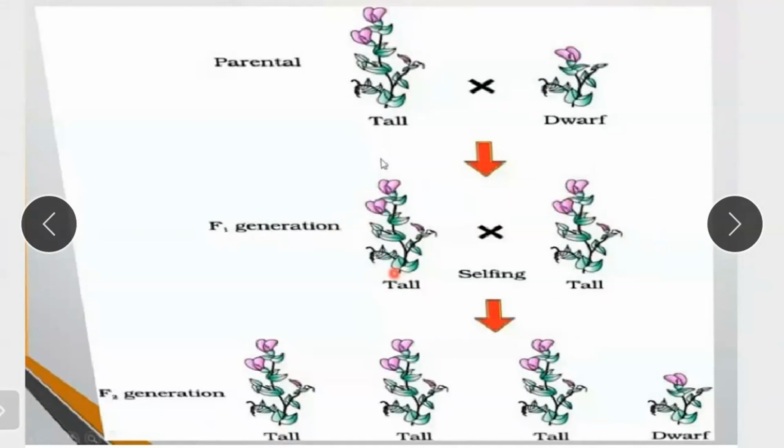Tall, they were tall. And none of them was dwarf. Dwarf means what? Small heighted. This is all about the F1 generation, when the plants were self-crossed. Okay. Then, what about the F2 generation?